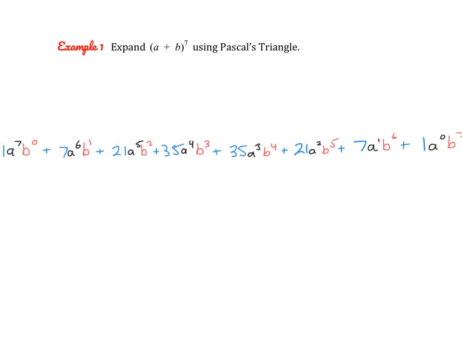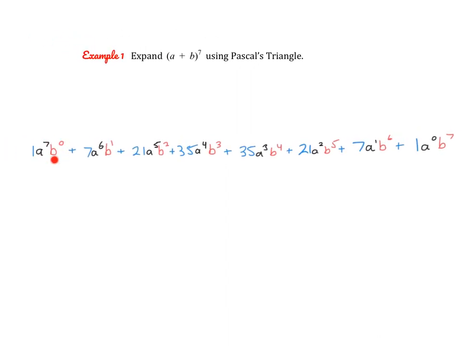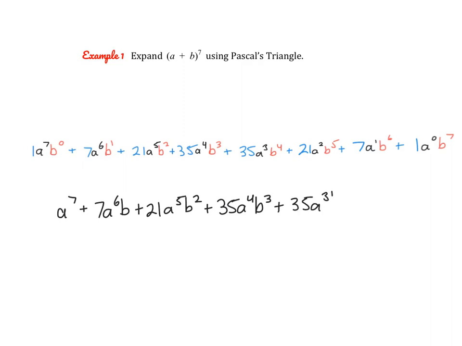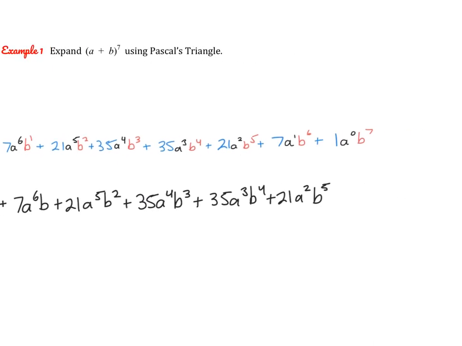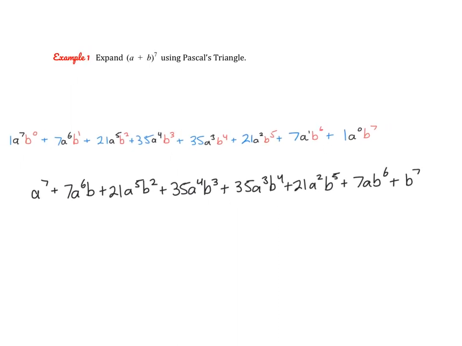So now that we have everything listed, we would just go through and actually multiply every part of each term together. So the first term is simply just going to be a to the power of 7 plus 7a to the 6th b plus 21a to the 5th b squared plus 35a to the 4th b cubed plus 35a cubed b to the 4th plus 21a squared b to the 5th plus 7ab to the 6th, and then plus 1 times b to the 7th. And then this is our expanded binomial.